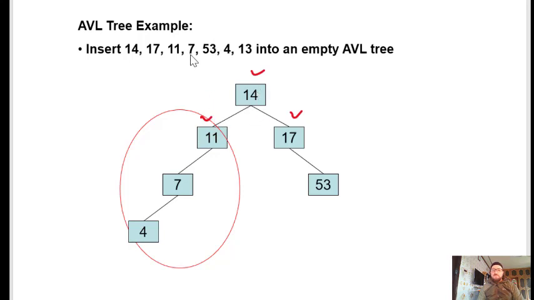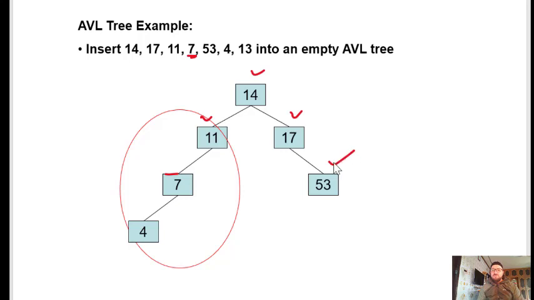After that comes the 7. Put the 7 here. When you put the 7 here, the balance factor for this is 0, for this is 1 minus 0, that is 1, for this one is 2 minus 1, that is 1, so no issues.